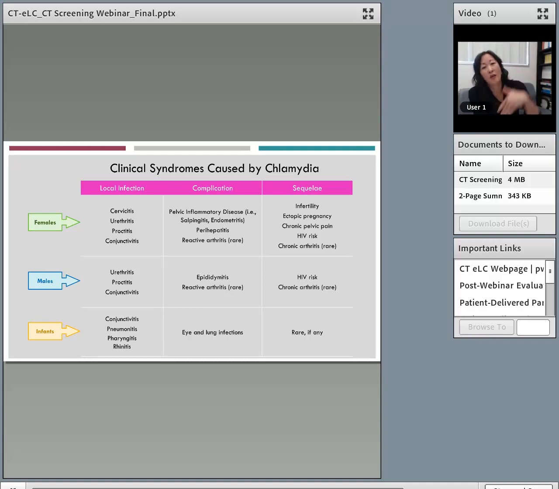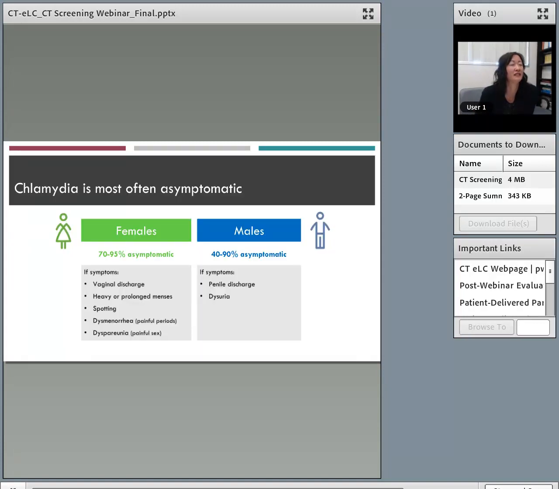And then for infants, which we're not really going to touch on much in this talk, I just wanted to mention that infants born to mothers who are chlamydia positive can have eye infections, lung infections, pharyngeal infections, as well as infections of the upper respiratory system. And usually they're identified and treated, and there's not tons of long-term sequelae usually associated with these. I'm going to move on.